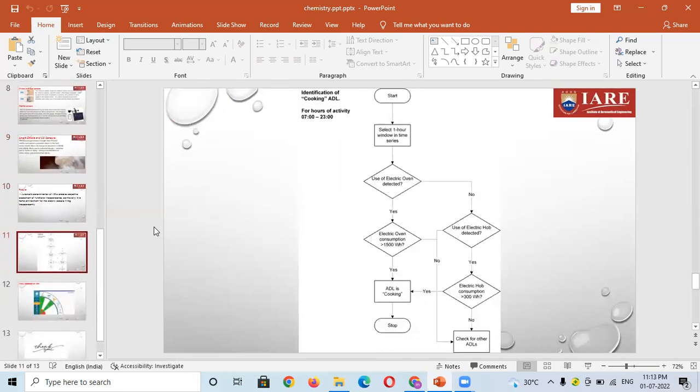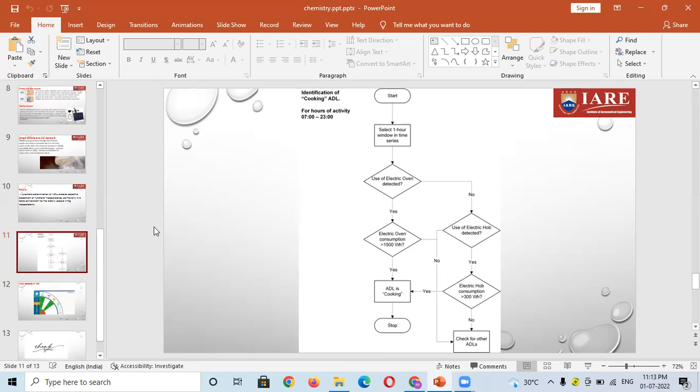So this defines a flowchart of how the sensors work. As the first step, it starts. Select a one hour window in the time series. Use of electric oven detected? Case electric oven consumption 1500 watts: ADL is cooking, stop. Or else, use of electric hob detected? Electric hob consumption 300 watts. Check for other ADLs. So this is a sample program algorithm for an electric oven.